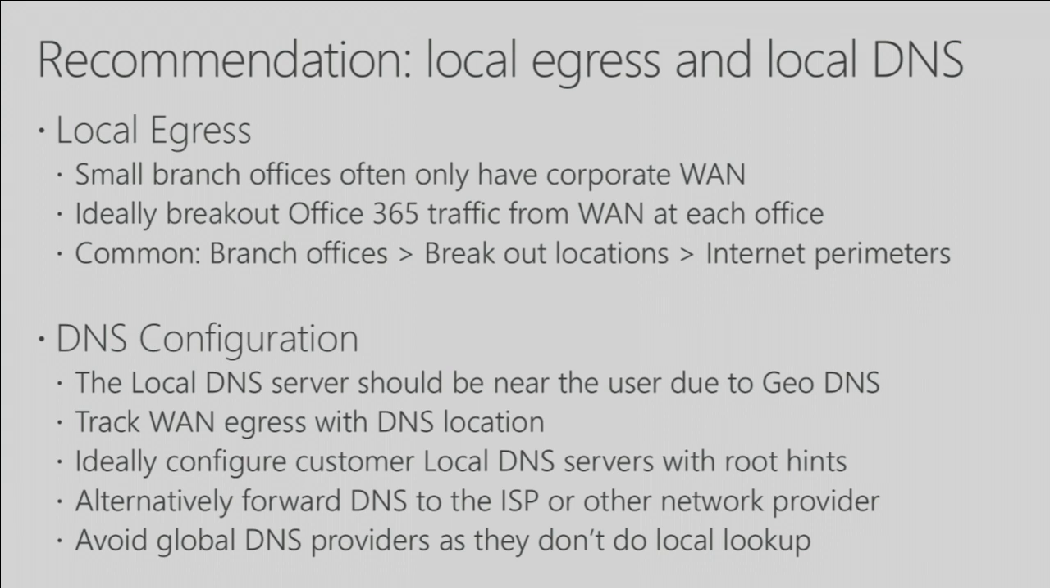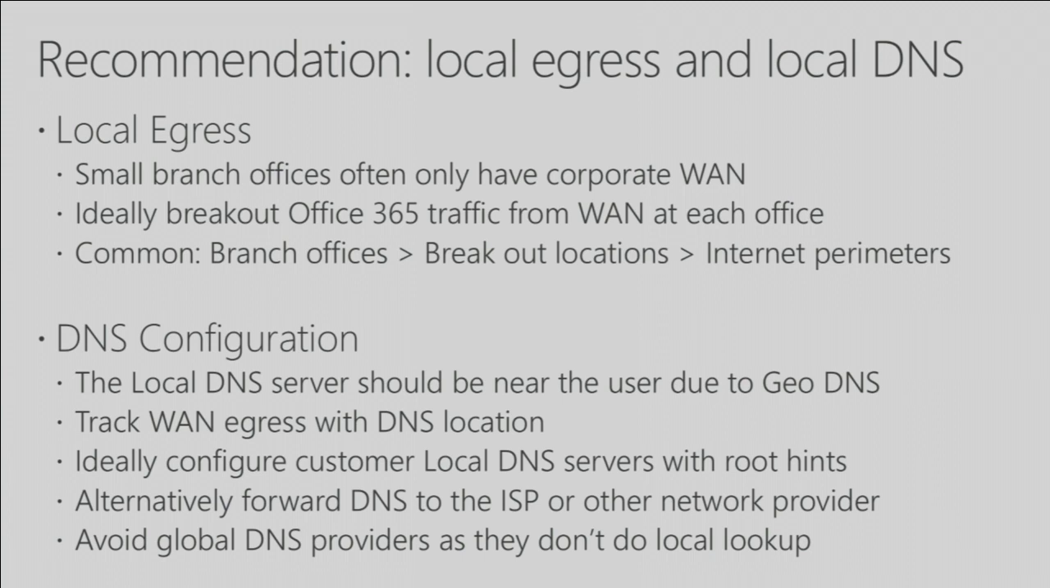The other thing to ensure that you're doing with this local egress is, and wherever you're doing this local egress, also do DNS lookups at the same location. Now, this is key because DNS is one of the mechanisms that Office 365 uses to identify where the users are around the world. We'll help direct those users to the front-end server in Office 365, which is closest to them based on where their local DNS server is. And so you want that local DNS server to represent the user's location.